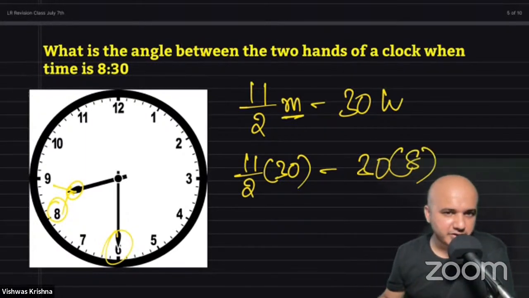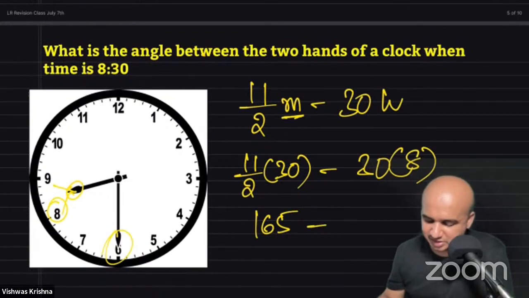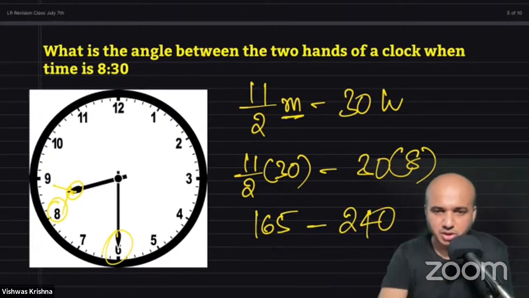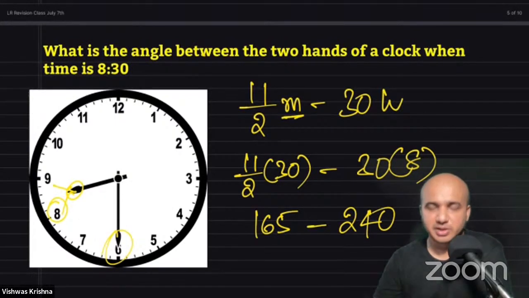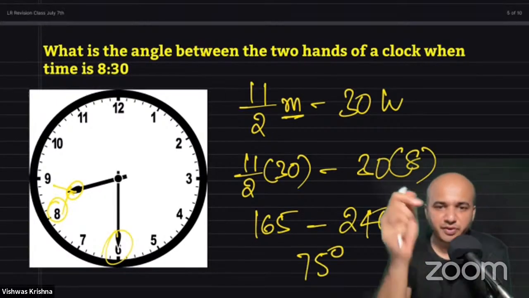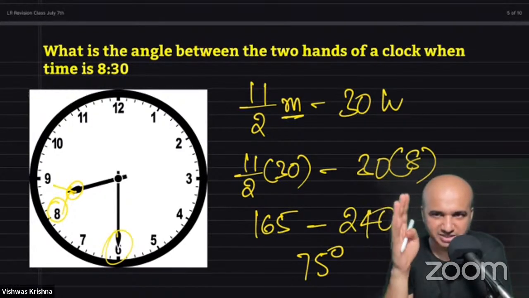We already know that 11/2 into 30 is nothing but 165. 5.5 into 30, minus 240. That is the thing which we have to do. Now, if you do the math, whatever is the difference, 240 minus 165, that means 35 plus 40, 75. The answer should be 75 degrees. Pratiksha got the right answer. That is in fact correct, 75 degrees.